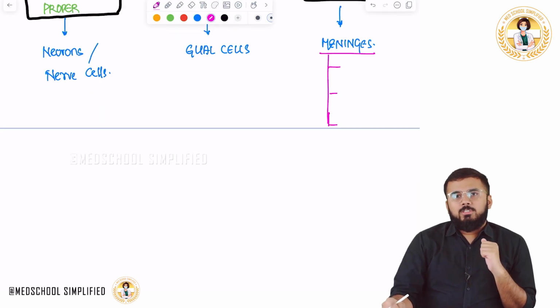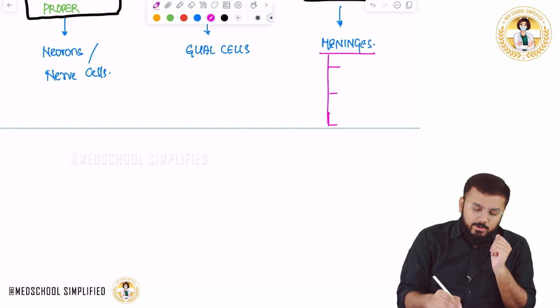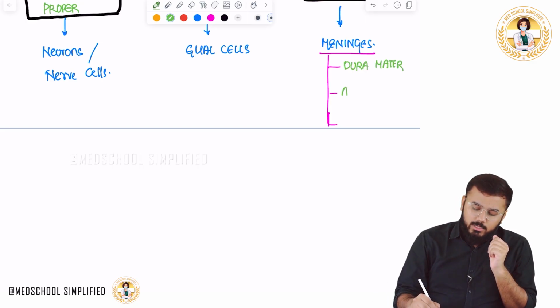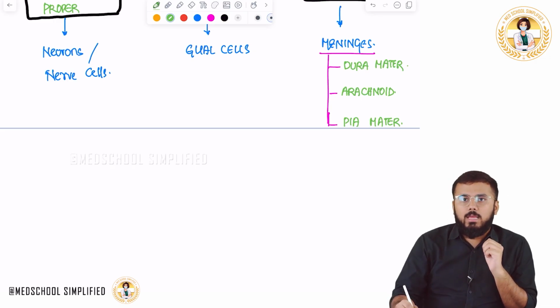Coming to the meninges, we have three important meninges. Just revise yourself. What are the three important meninges? We have the dura mater, the arachnoid mater, and the final important one is the pia mater. So one is called the dura mater, another is called the arachnoid mater, and the third is called the pia mater.